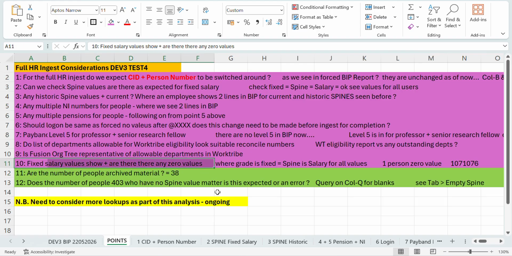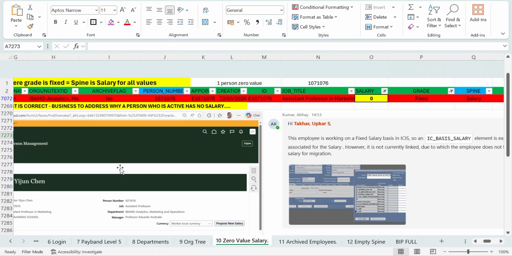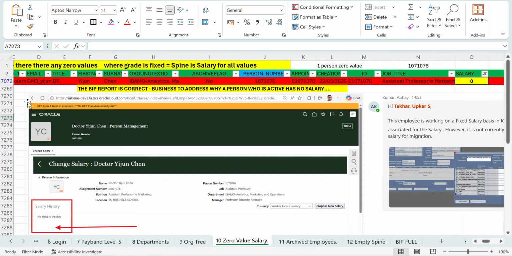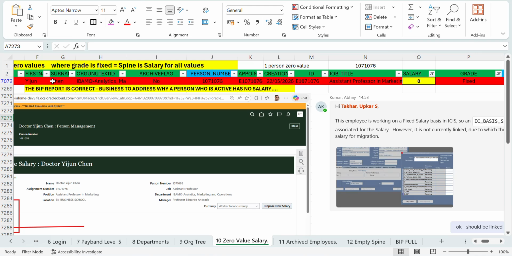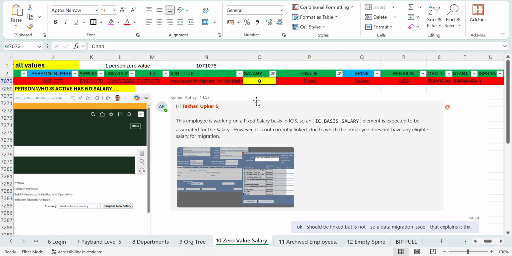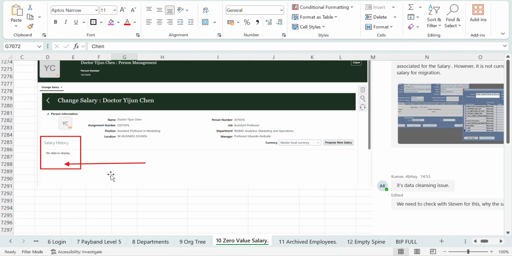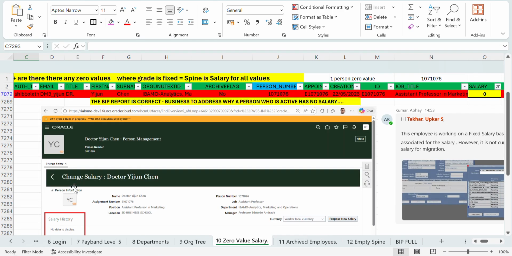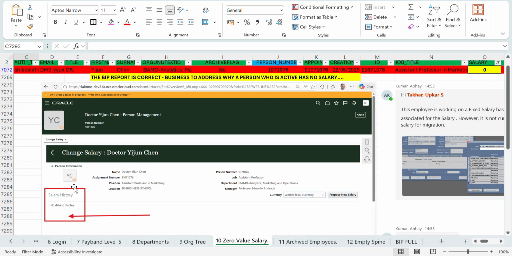So I did see one in a not a Dev3 environment, in another environment, and I saw several. In this environment, let's see what we found. So point number 10 on fixed salary. So we see we have one line here. It's the red line. So we've got Mr. Chen over here. And what we see is, and I've coloured it yellow just to make the point, he's got a salary of 0. And when I look in the Fusion record, I can see there's no salary to display. So you can say, okay, fine, that's it. There was nothing in Fusion, it's fine. Or we can just take it a bit further and take it to the business, and we did.